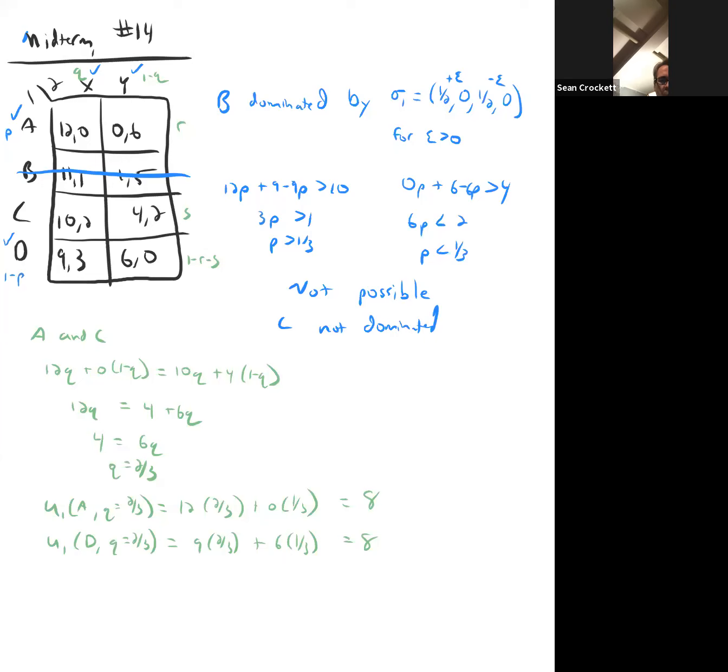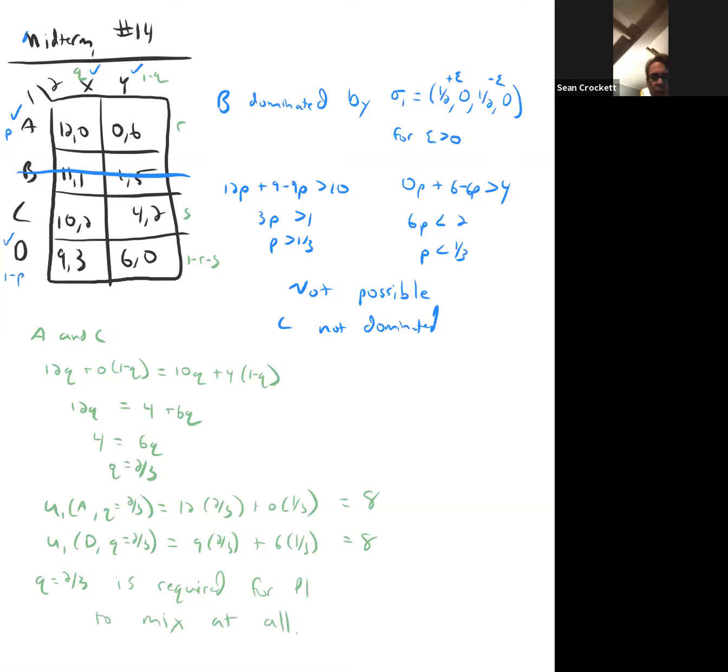Furthermore, if Q is greater than 2 thirds, that means player one is going to like A the most, because it's a 12 and a 0, and that one's going to ramp up the fastest when Q increases above 2 thirds. So his best response is A when Q is greater than 2 thirds, and the best response is going to be D when Q is less than 2 thirds. And so only 2 thirds will have player one willing to mix anything. So Q equals 2 thirds is required for player one to mix at all.